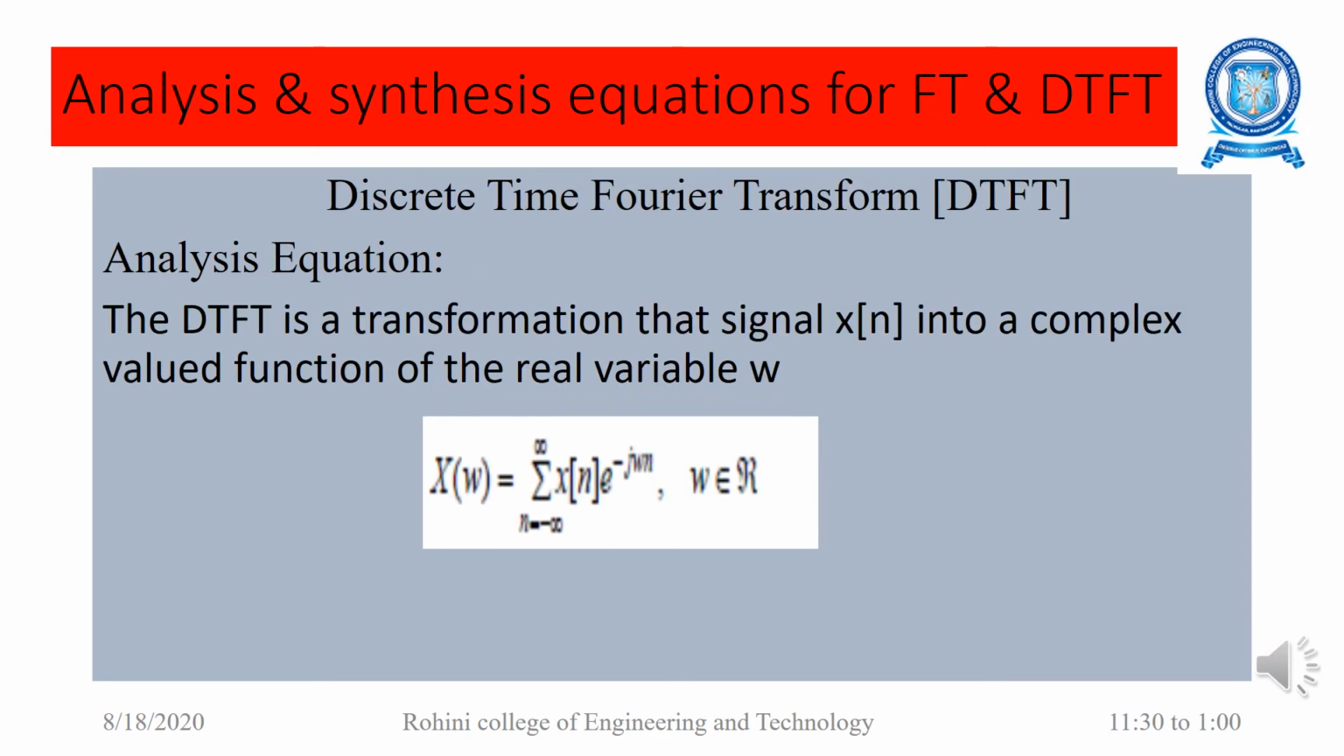Next we move on to the discrete time Fourier transform analysis equation. The discrete time Fourier transform is a transformation that maps the signal x of n into a complex valued function of the real variable omega. Here also we convert the discrete time value x of n to the frequency domain X of omega. The formula is X of omega is equal to the summation from n equals minus infinity to plus infinity of x of n e power minus j omega n, where omega is represented as real values.